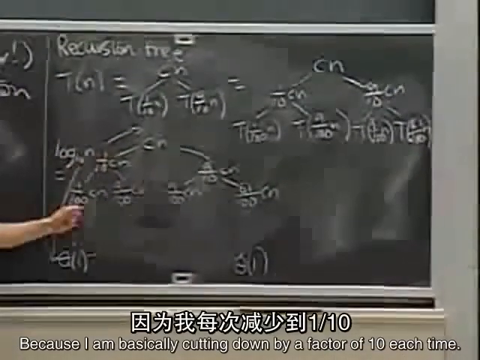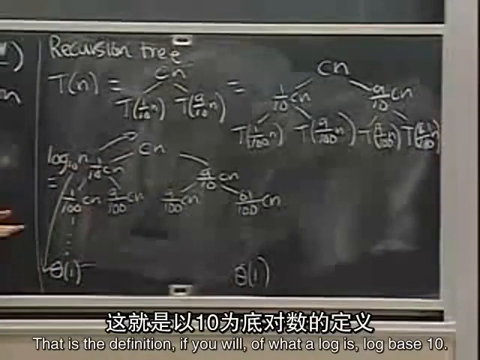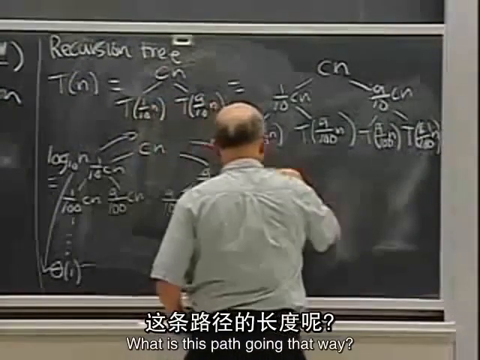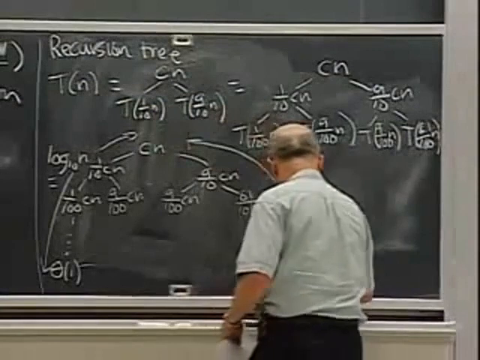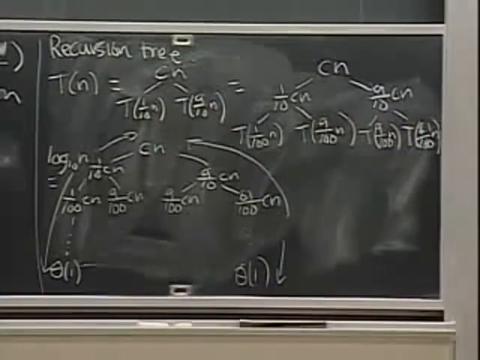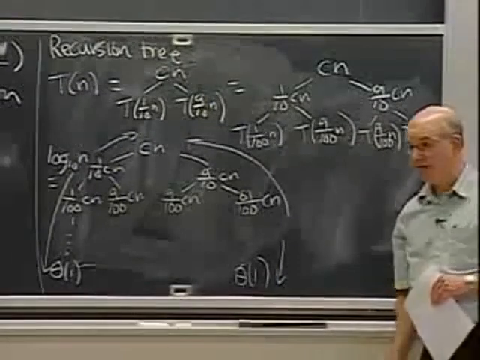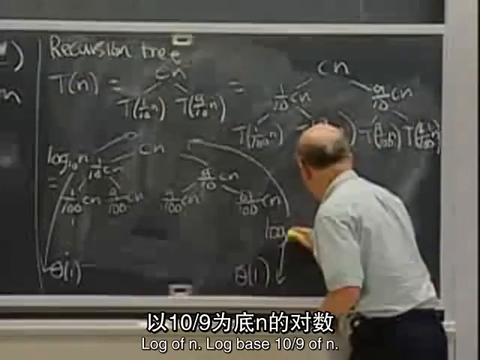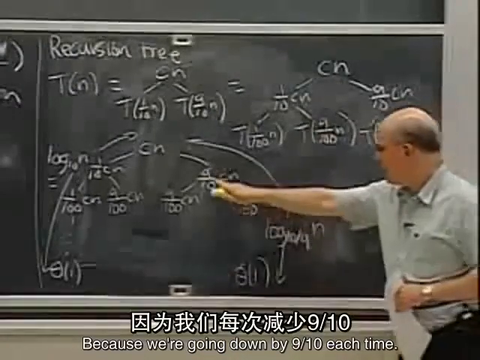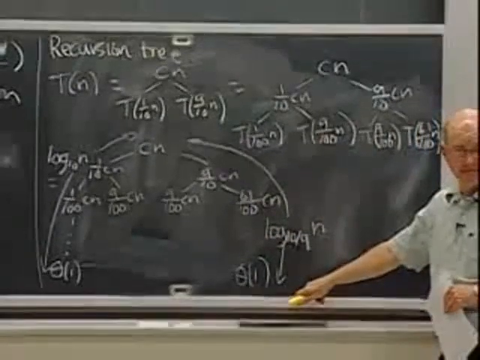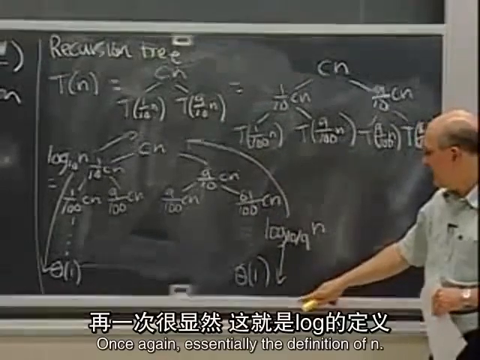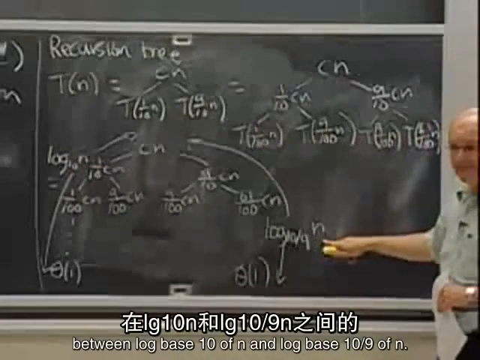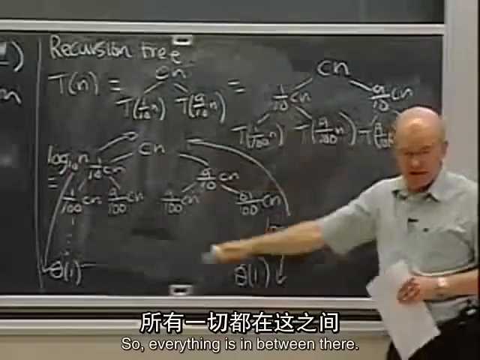Okay, log base 10 of n, because I'm basically cutting down by a factor of 10 each time, and how long does it take me to reduce it to 1? That's the definition, if you will, of what a log is. Okay, what's this path going that way? Yeah. Log base 10 over 9 of n, because we're going down by 9/10 each time. And everything in between there is somewhere between log base 10 of n and log base 10/9 of n.